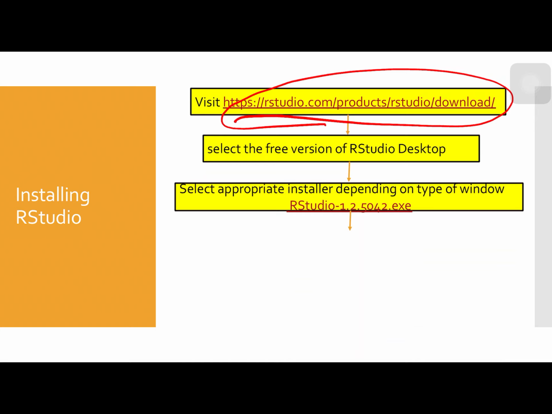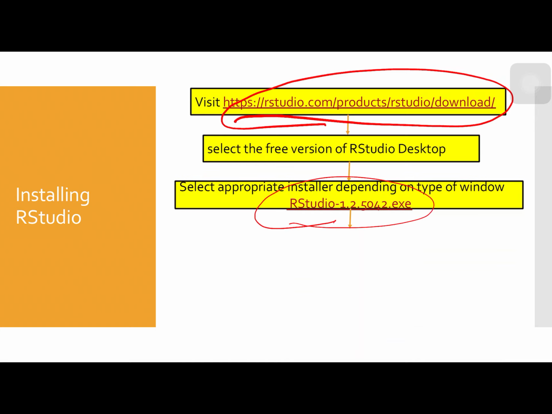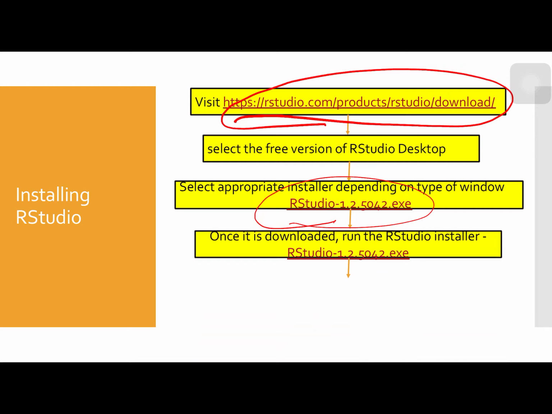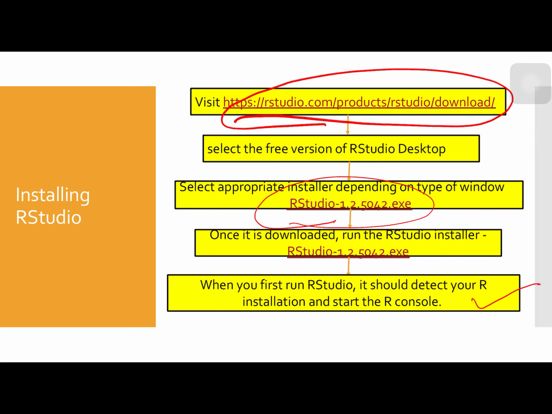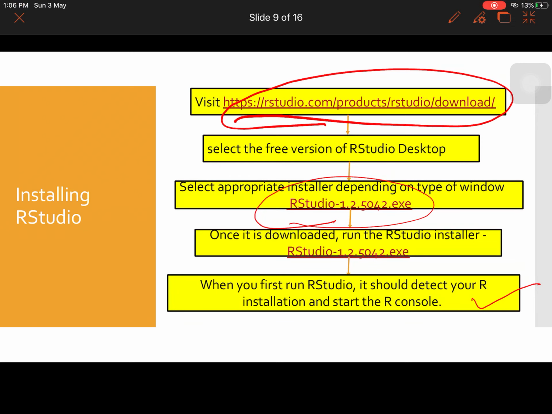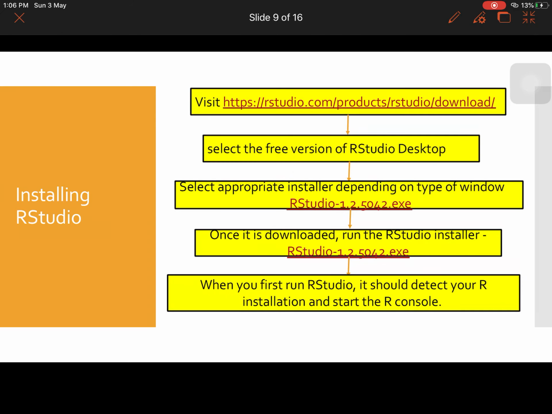Here the installer is RStudio-1.2.5042.exe. So you have to select the installer. Once it is downloaded, run the installer, and when you first run R Studio, it should automatically detect your R installation and start your R console. These are the steps to be performed to install R and R Studio.